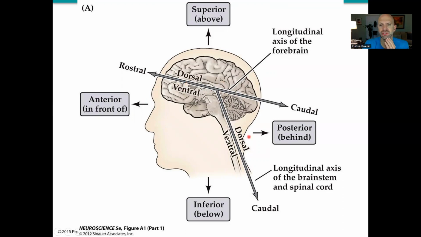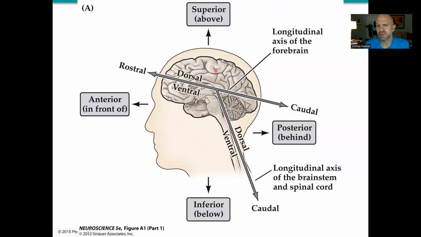And dorsal, ventral means back versus belly in the neck region. So when we're talking about the brainstem and the spinal cord, dorsal, ventral has a very specific orientation. But with respect to the brain itself, dorsal, ventral has a slight tip to it.